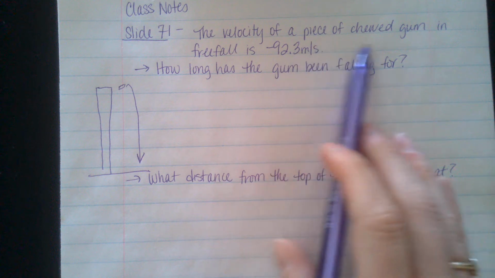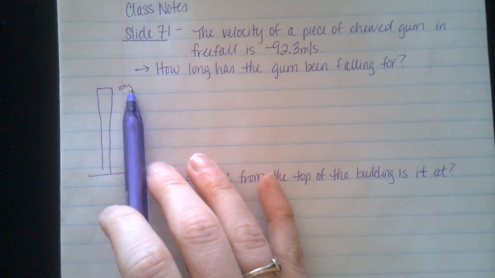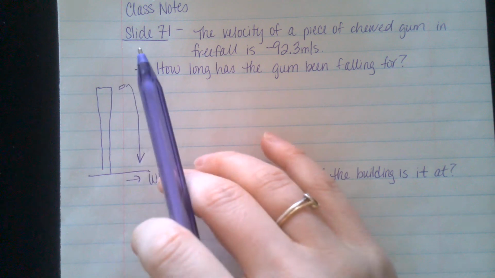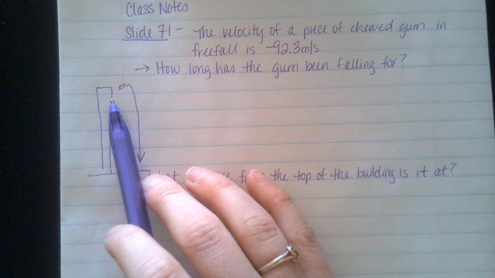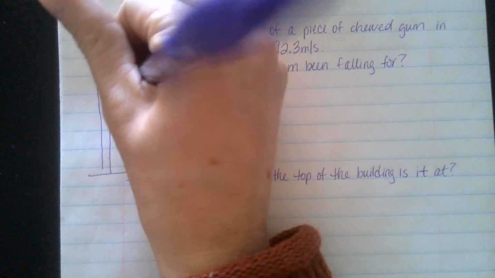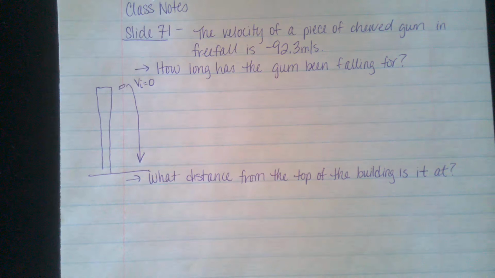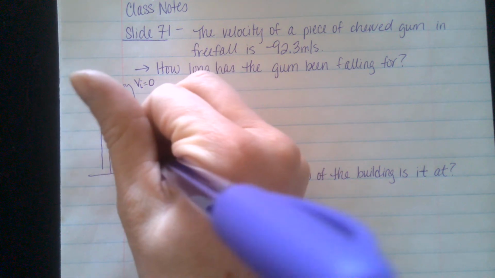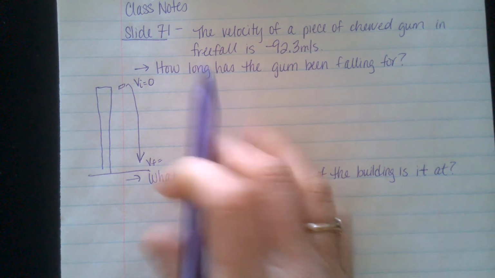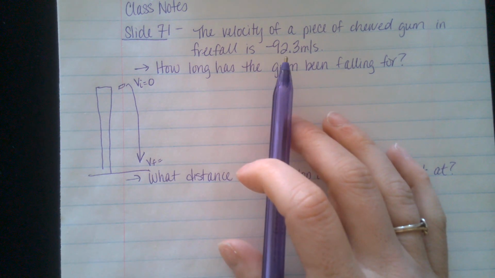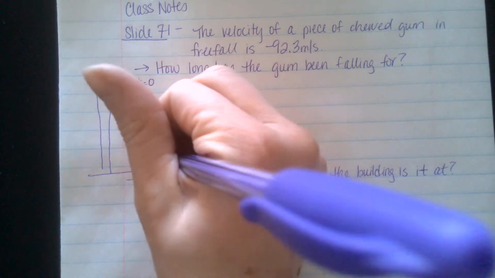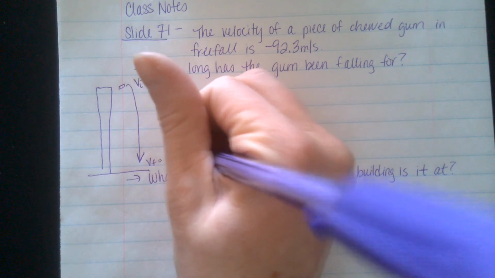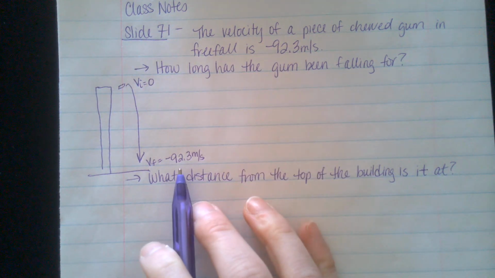If it doesn't give us an initial velocity, and it doesn't say that someone threw it down with force off of the building, we're going to assume that it was dropped and that the VI is 0. And then we assume the end of its flight, just before it hits the ground, it is negative 92.3 meters per second. That's what its velocity has sped up to.